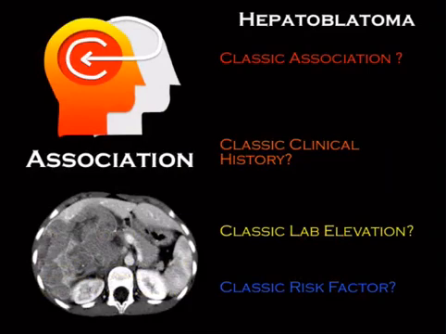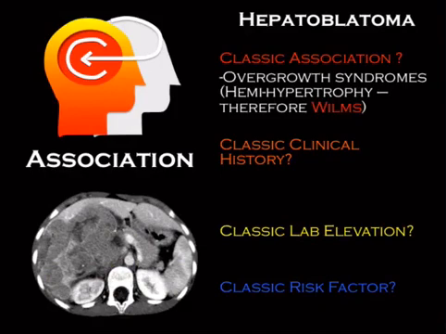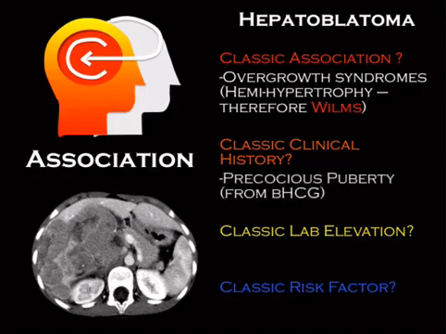So let's talk about hepatoblastomas. What's the classic association with these? The classic association is overgrowth syndromes, of which Wilms is associated with, these hemihypertrophies. The classic history for hepatoblastoma is actually precocious puberty. And the reason is because there's a paraneoplastic syndrome with this beta HCG being produced. Just like in HCC, this solid tumor has elevated AFP, and the classic risk factor for hepatoblastoma is prematurity.